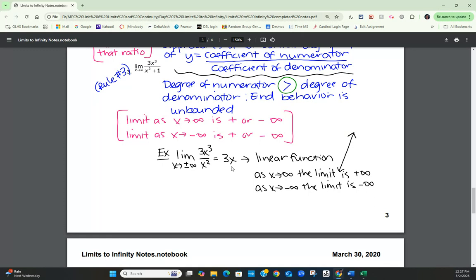Okay, well what it simplifies to is 3x, which is a linear function. It's a linear function with a positive slope, which has this end behavior. So the limit as x approaches infinity for this function would be infinity, because that's the end behavior of this linear function that it was simplified to. The limit as x approaches negative infinity of this function would be negative infinity, because this linear function that has a positive slope has end behavior that goes down to negative infinity on the left.